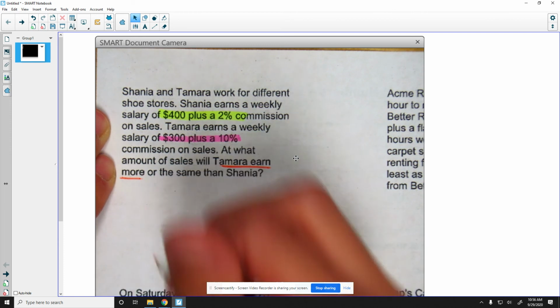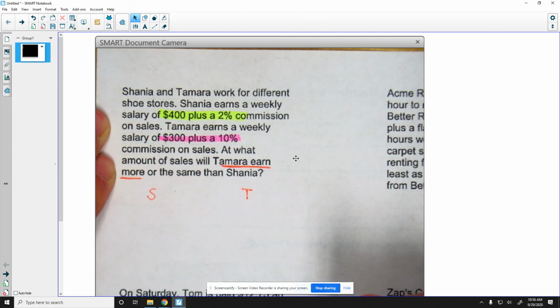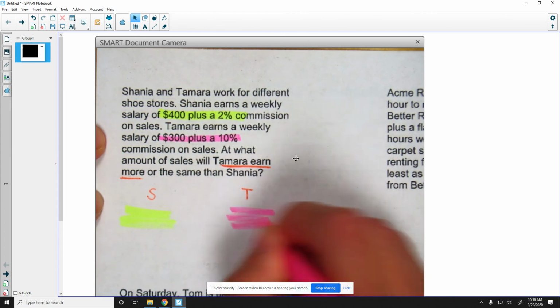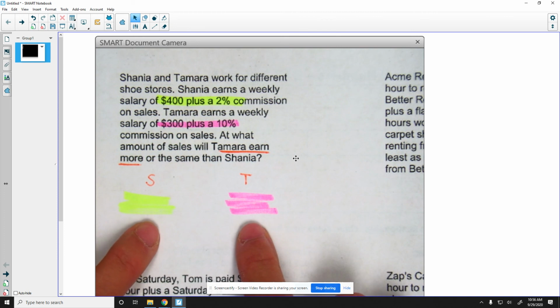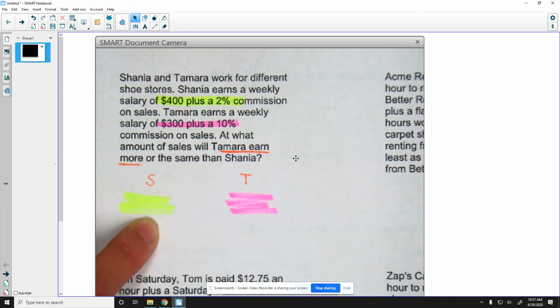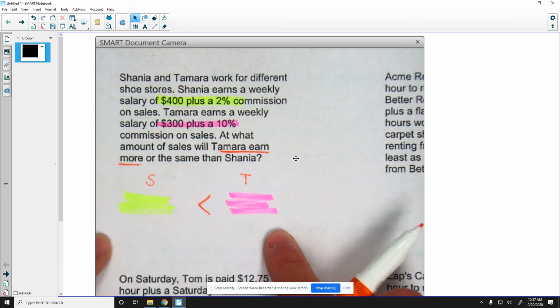So I am comparing Shania and Tamara. And we said Shania was in yellow, Tamara was in pink. Tamara earns more. All right, Aaron, if Tamara earns more, who is the alligator eating? Tamara? Yes, because Tamara is more. If she is more, she is bigger. If she is bigger, then the alligator always wants to eat the bigger one.